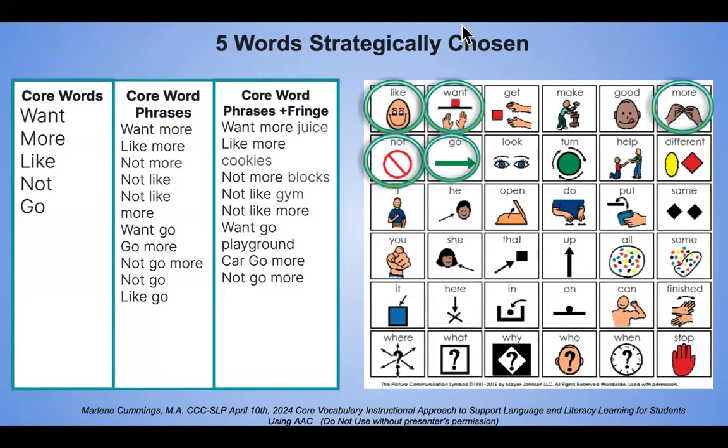And so here's an example. There's the core words. Here's some phrases that we started to build that included more than one of those core words. So if you think about want and more: want more, like more, not go more. And our goal and how we want you to think about it is if we've combined those core words multiple times during the week, they're getting access to so much more vocabulary, so many more opportunities to figure out what those words are, how we work with them, how they can be combined versus a single word.